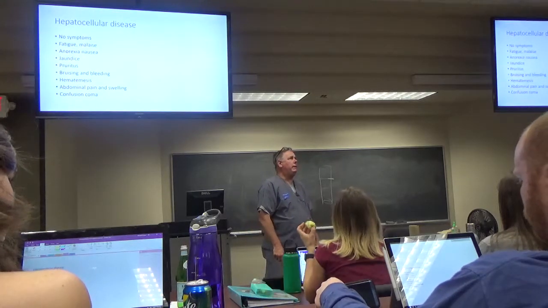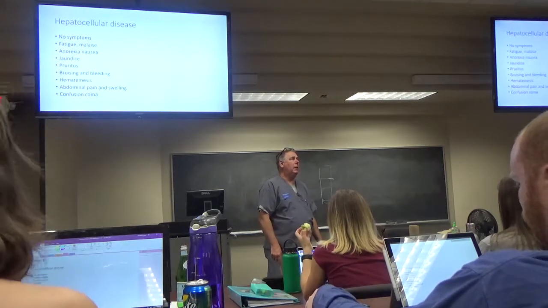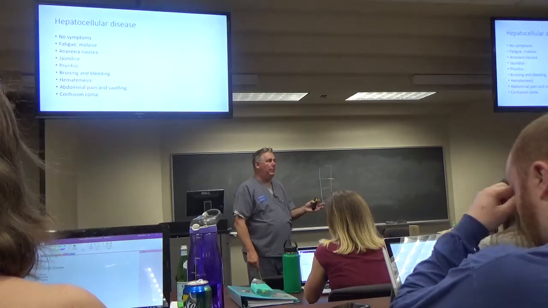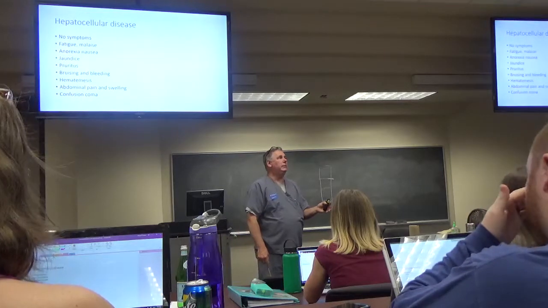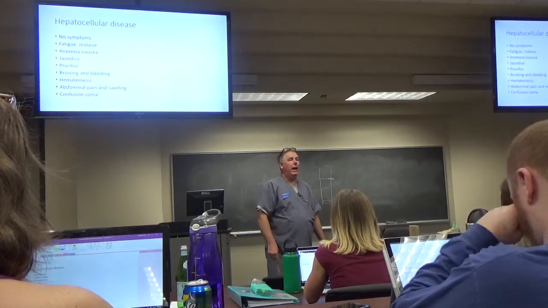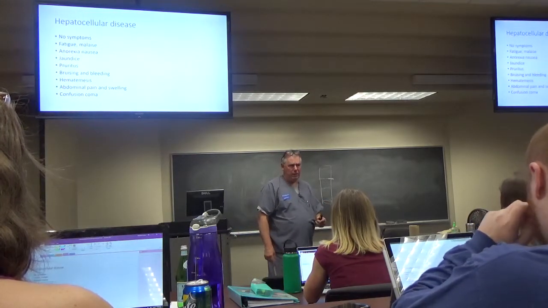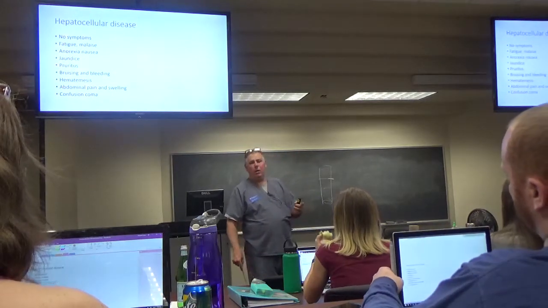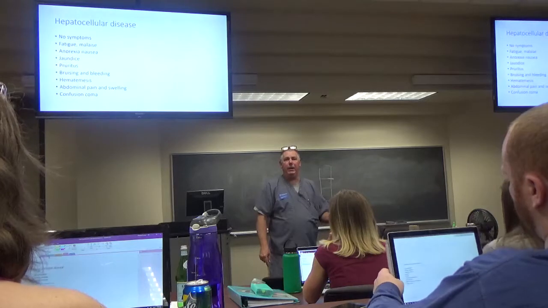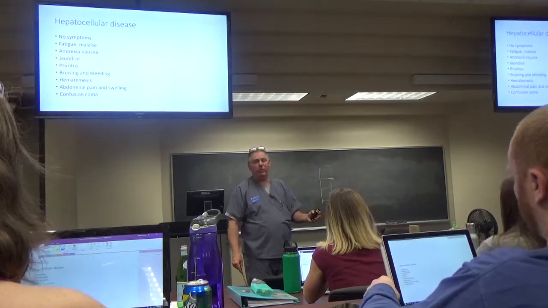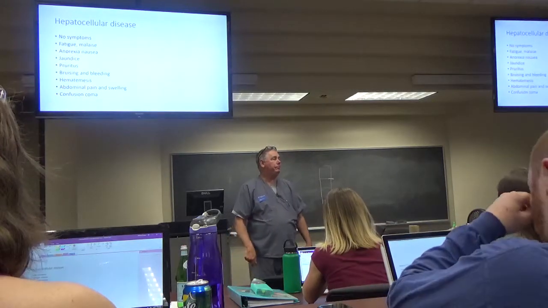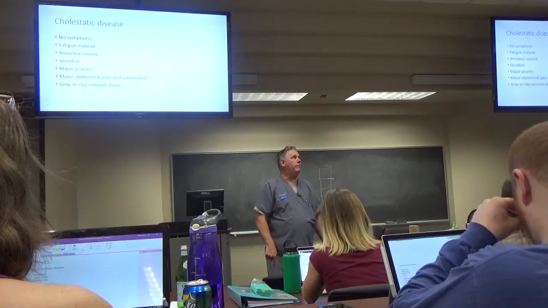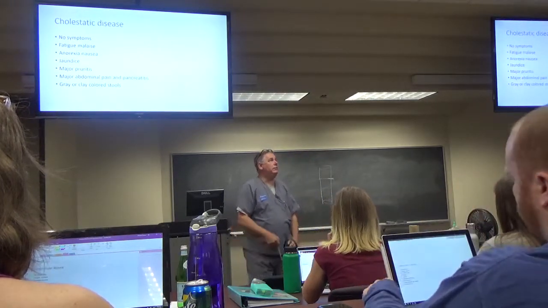You can have a lot of things like jaundice and pruritus that are associated with bilirubin. We're going to talk about bilirubin pathway here in just a second. Bruising and bleeding have a lot to do with what? The cascade, the vitamin K. Right, vitamin K dependent clotting factors are liver derived. There you go. Cholestatic disease, it's the same thing.